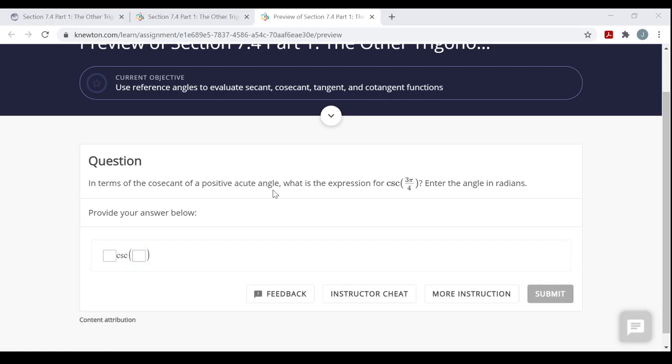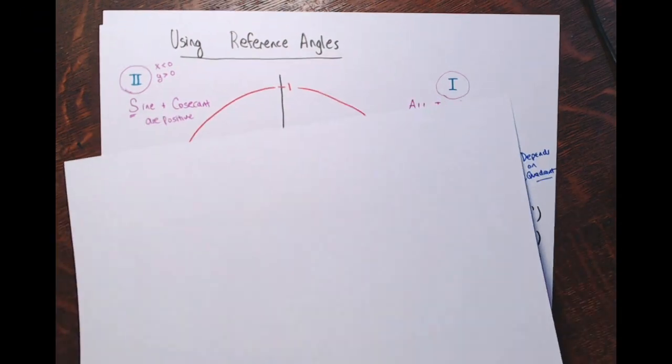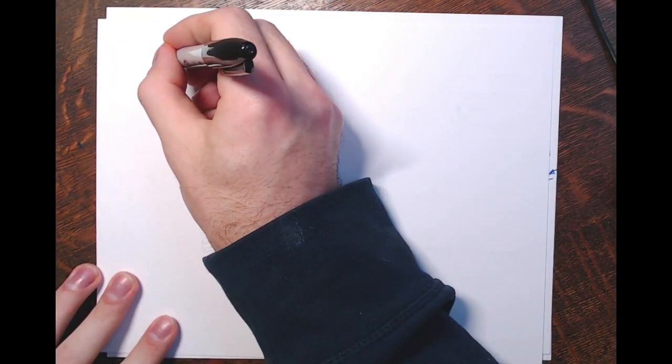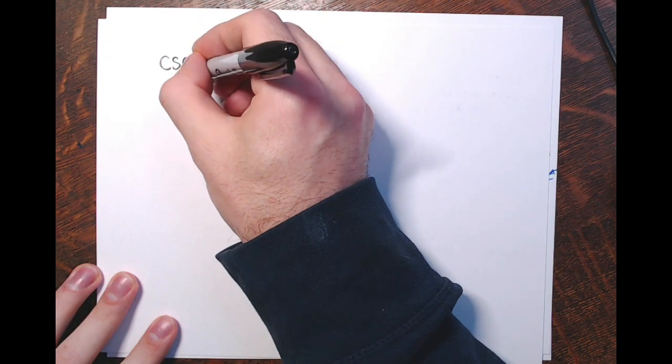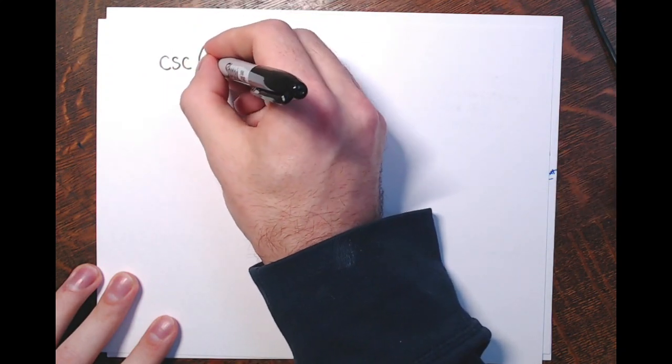Something between 0 and pi over 2 radians. What is the expression for cosecant of 3 pi over 4? And you see it says to enter the angle in radians. All right, so I'm going to go to some paper here for you, and we're asked to express the cosecant of 3 pi over 4.